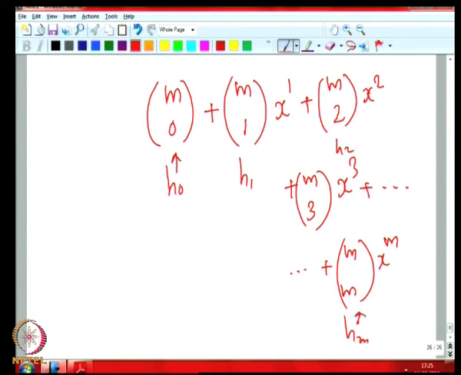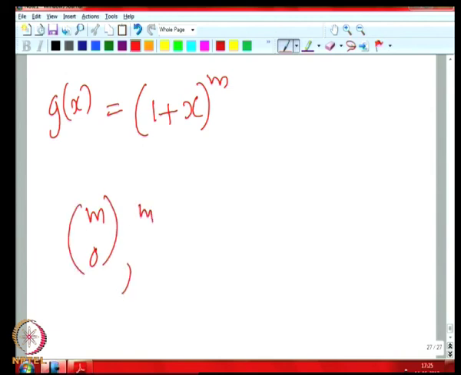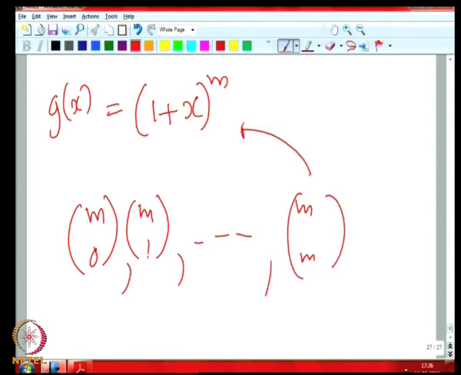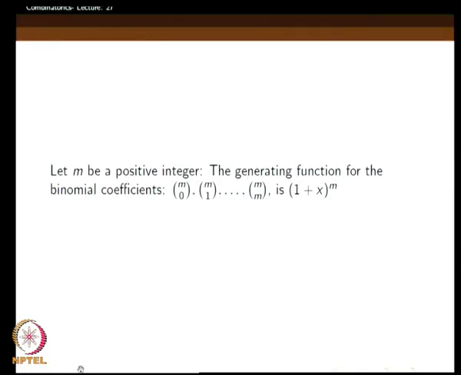Now, what is this? This we know already, that this is 1 plus x whole power m. So, the generating function g of x for the given sequence m choose 0, m choose 1 to m choose m is 1 plus x raised to m. That is probably the most familiar generating function for us.